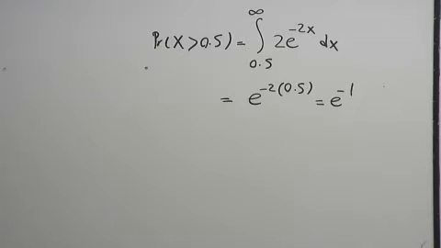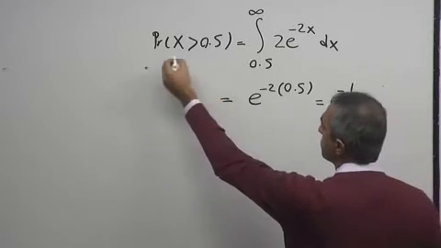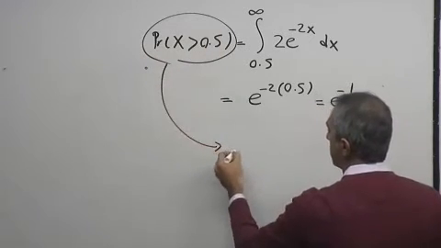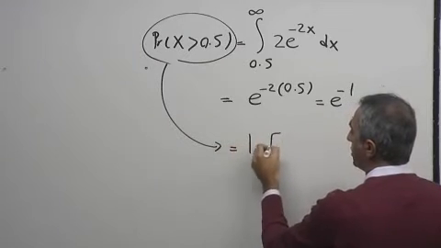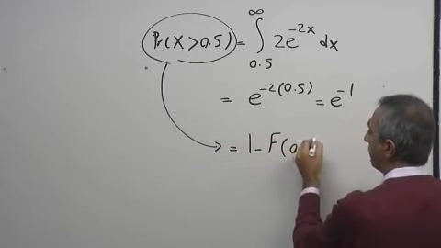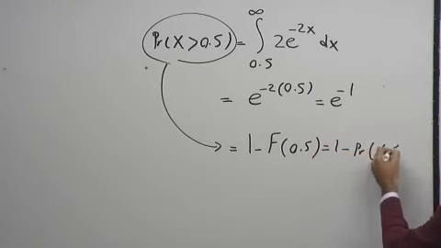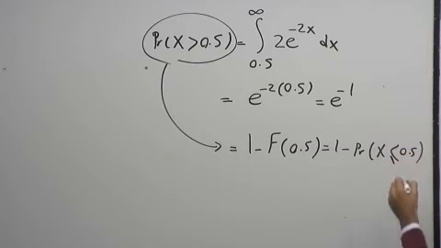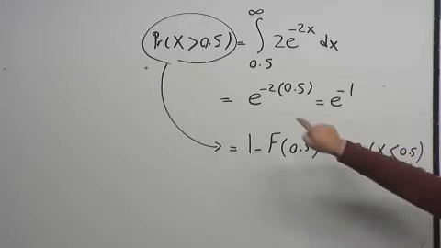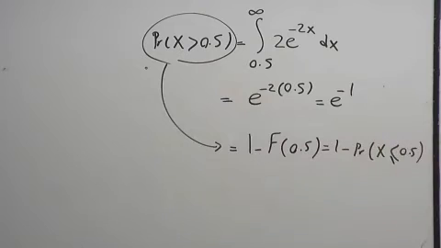Is that the same as saying 1 minus the integral from 0 to 0.5? Exactly. Or you can use the definition of the CDF function. So this is the same as 1 minus F of 0.5, which is 1 minus the probability of x less than or equal to 0.5. It doesn't really matter if you have equality here or not, because it's a continuous distribution and point probabilities are equal to 0. By the way, does anybody know what this distribution is called?